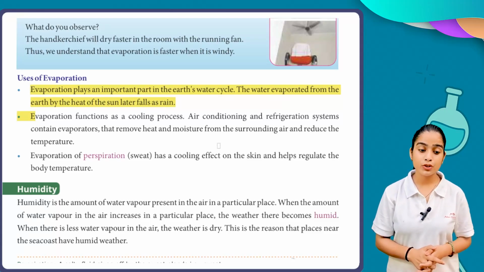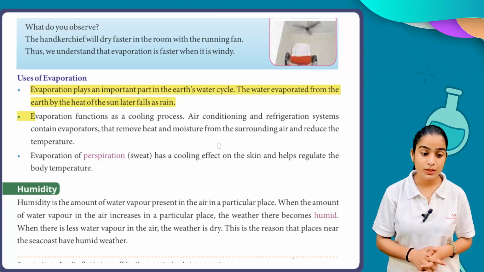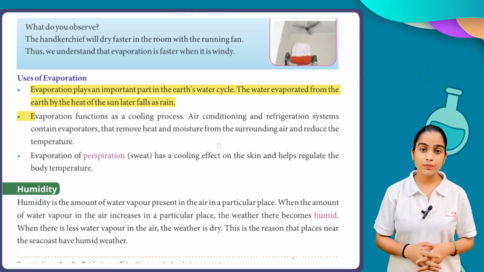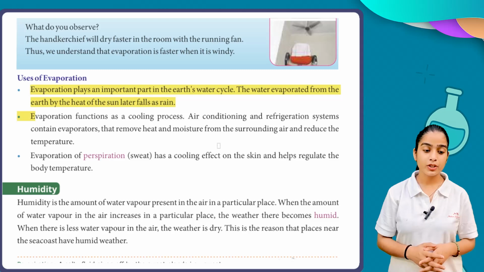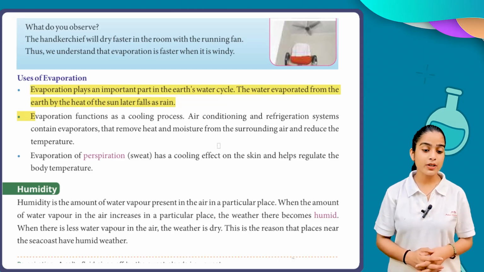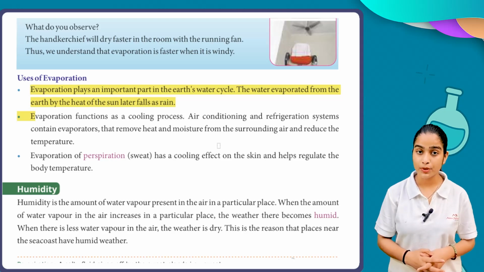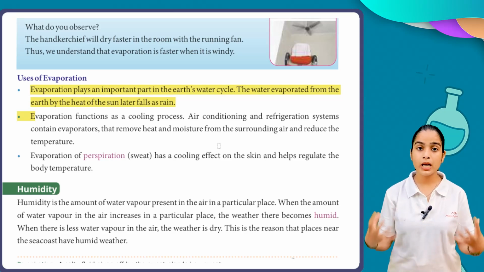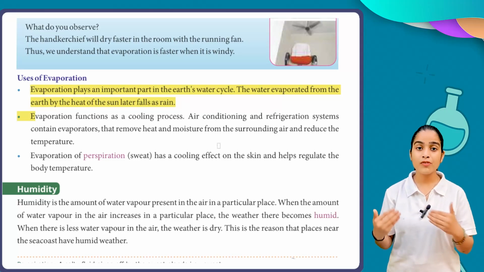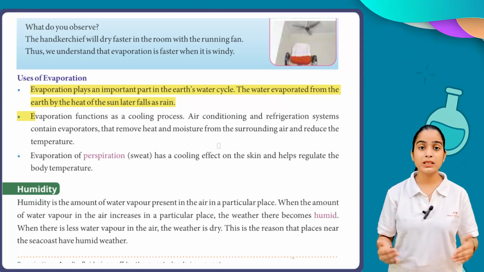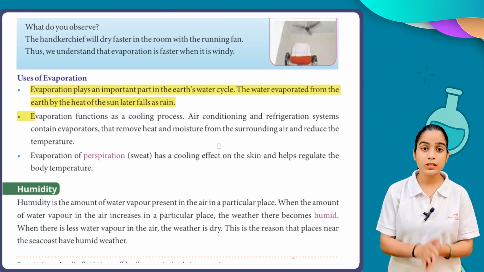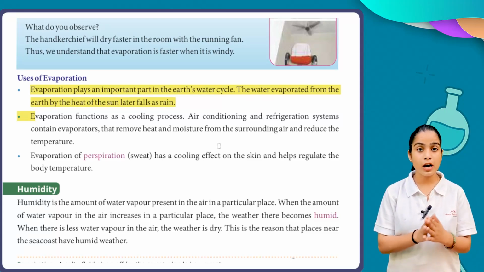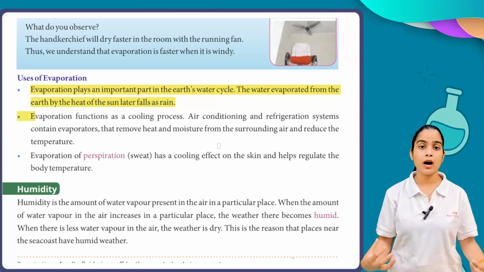Next, evaporation of perspiration. Evaporation of perspiration, that is sweat, has a cooling effect on the skin and helps regulate body temperature. So our body cools itself. When the amount of heat increases in our body, we automatically sweat. So this is the process of evaporation our body uses to cool itself.